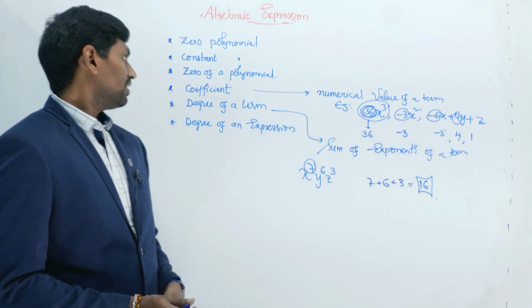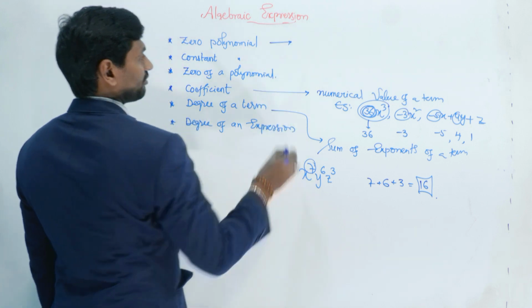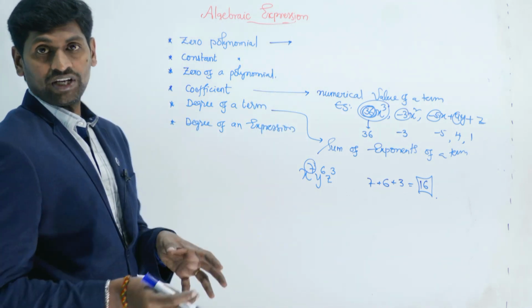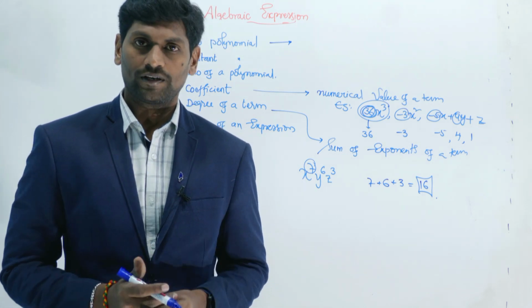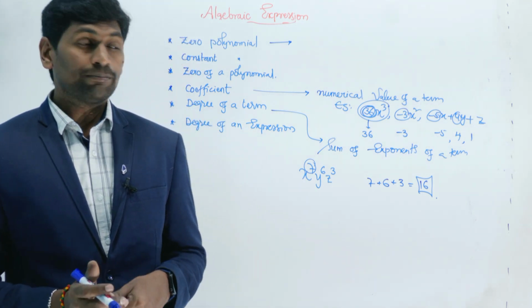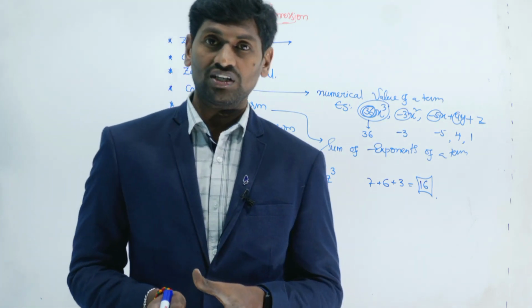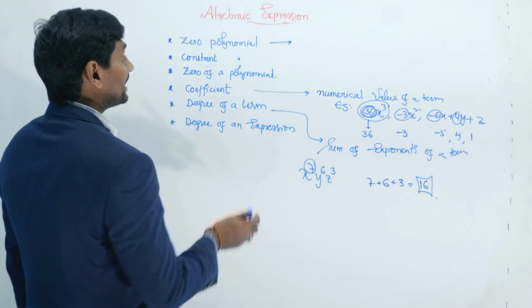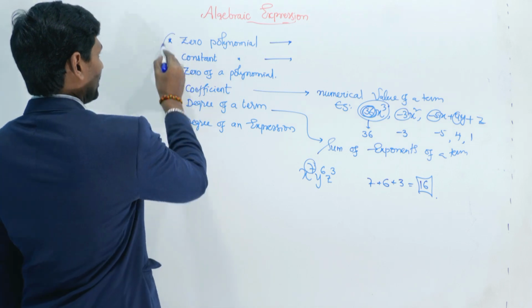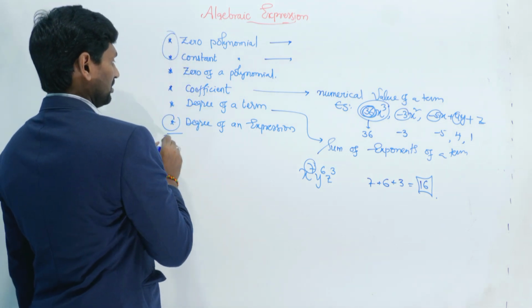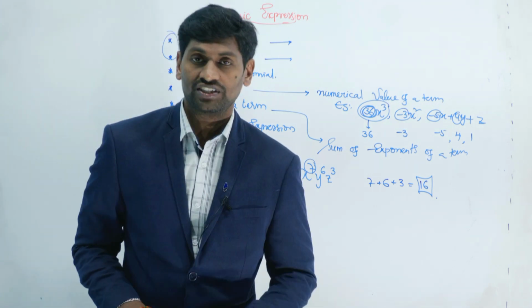Let us discuss only two concepts here. Zero polynomial means all the coefficients of a polynomial become 0. Constant polynomial means a polynomial that contains only numbers. Its degree is 0. These again we will discuss in the next class: degree of an expression, zero polynomial, constant polynomial, and zero of a polynomial.